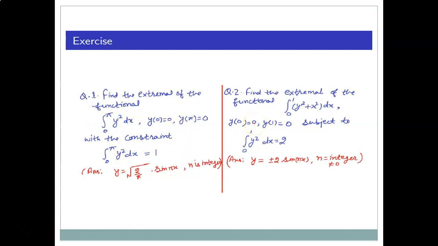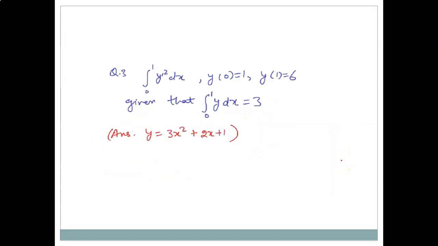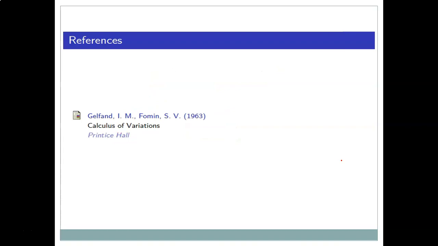Second problem is of a similar type, answers are given over here. And this is the third problem for the conditional extrema. So you can solve these problems, you can practice, and answers are given over here. And you can also refer to this book, Gelfand and Fomin.